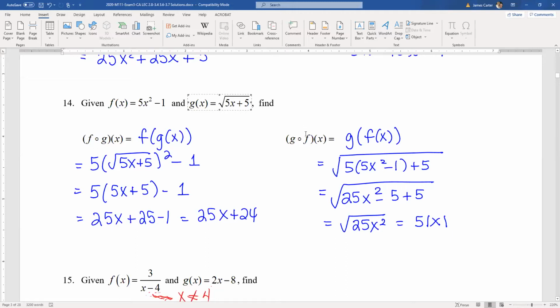I'm reversing order this time. This time, here is my fundamental equation, and I'm going to replace this x with that phrase. So I did that here. I distribute, simplify. I get the square root of 25x squared. 25 is a perfect square, gives you 5. Square root of x squared is just simply absolute value x.